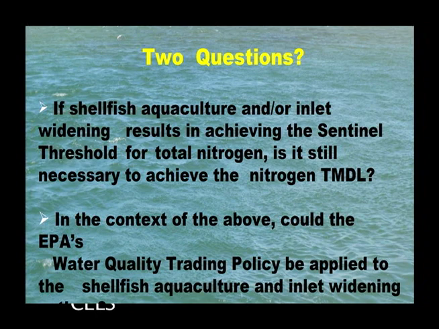So there are two questions, though. Since we have folks here from EPA in particular and others: can shellfish aquaculture and inlet widening, if they result in achieving the sentinel threshold, still be necessary to reach the TMDL? If we've done it, is the TMDL suddenly a moot point? Is it allowable? Do the regulations let you do that? Second question, in that context, EPA has a water quality trading policy. If that's applied to this, can we also deal with the TMDL and the issues? So these are two questions that come from this.